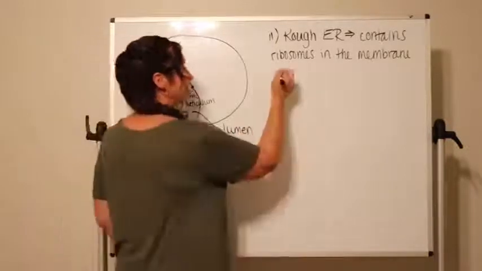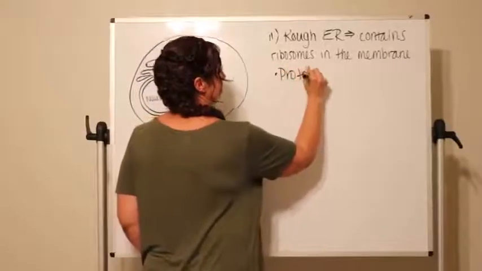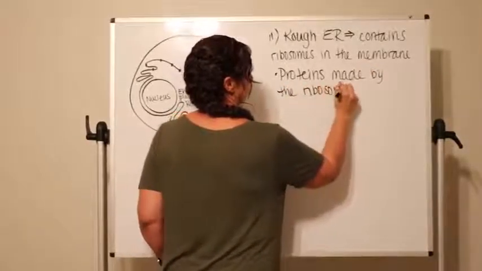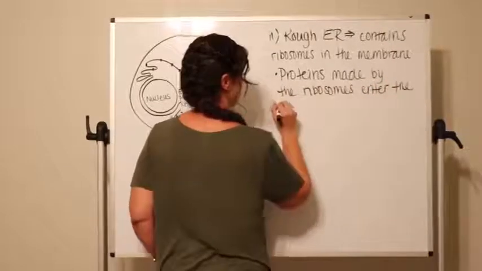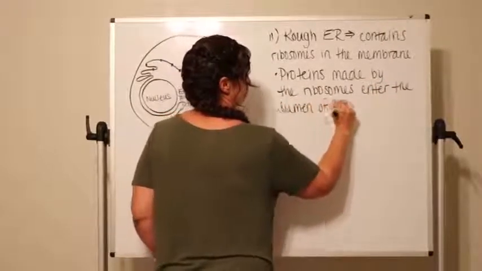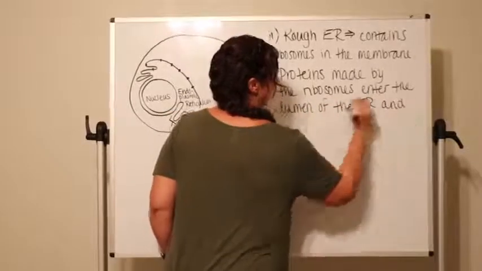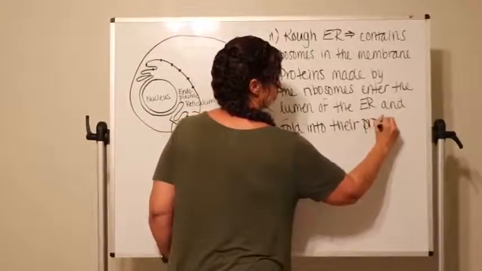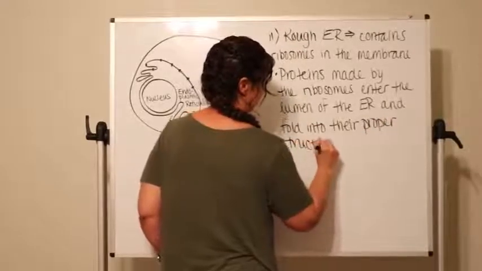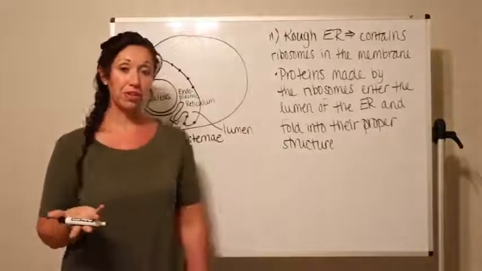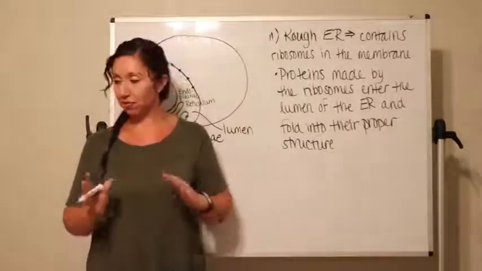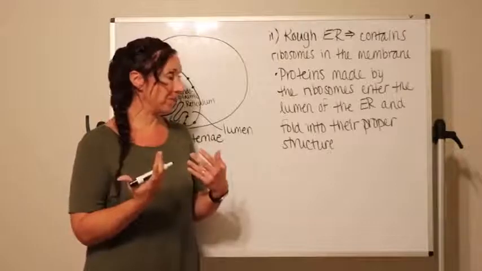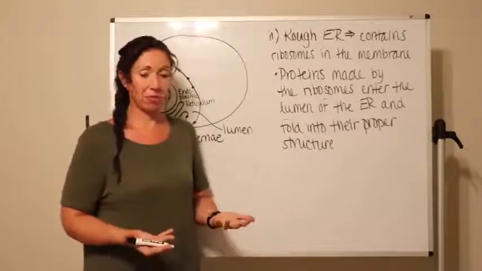So what happens in the rough ER is that proteins made by the ribosomes enter the lumen of the ER and fold into their proper structure. Now that's huge, because if these proteins can't fold into their proper structure, they can't do their proper function. So it's all about structure and function. And it depends on the type of protein you're going to get, whatever protein it's been coded to create from the ribosome.